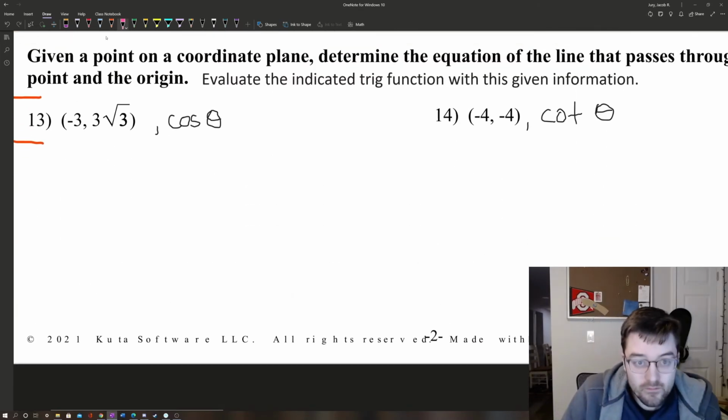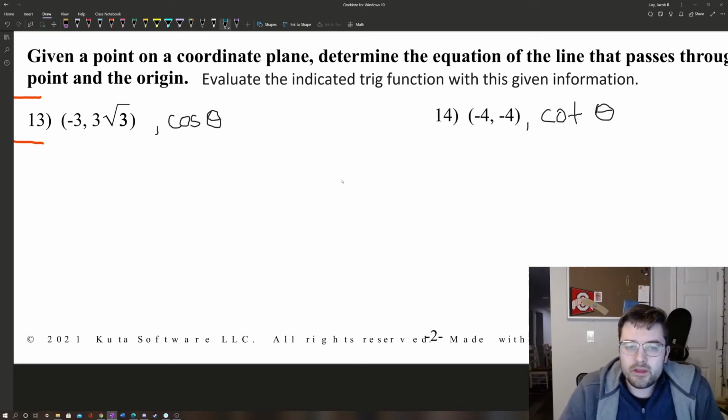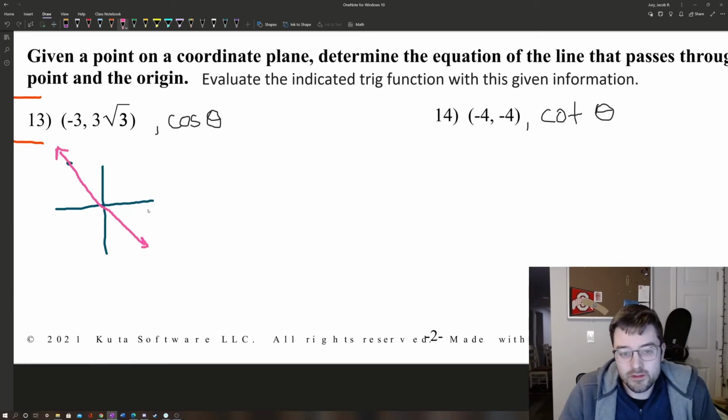Now, 13 is also a bit tricky. 13 and 14 are. We're given a point that is part of the line that goes through the origin. So this point, -3, 3 radical 3, is going to be going through a line, going through the origin, and well, a line goes through that point and the origin. And we want to determine the equation of that line, and we want to evaluate the indicated trig functions.